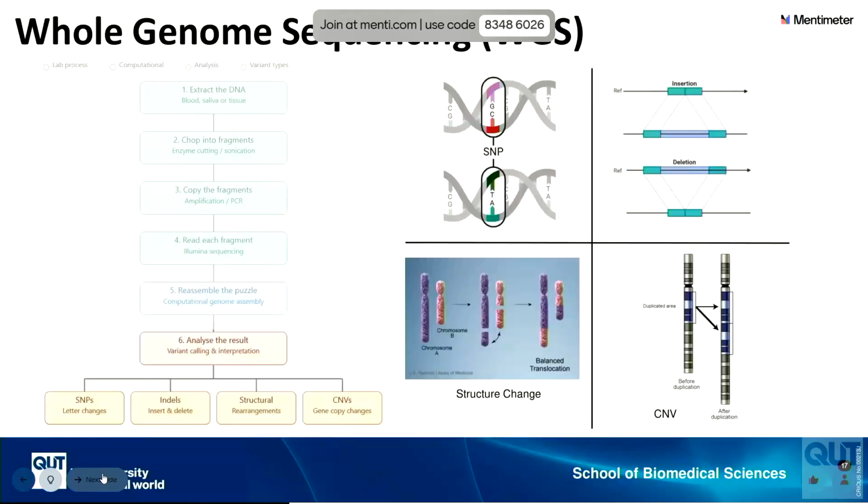And the advantage of this is we can look at various different structural changes. Through comparing whole genome sequences to each other, we can see single nucleotide variants. We can see insertions and deletions. We can also see structural changes where bits of the chromosome have been swapped around. And finally, we can see copy number variations where genes are copied, etc.